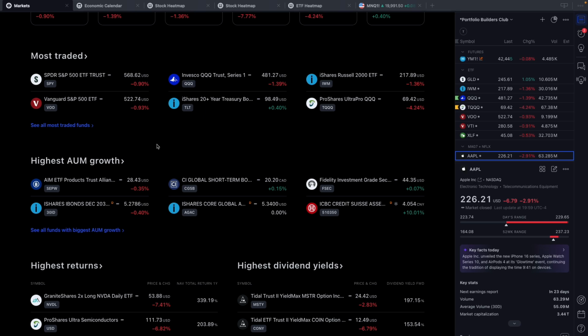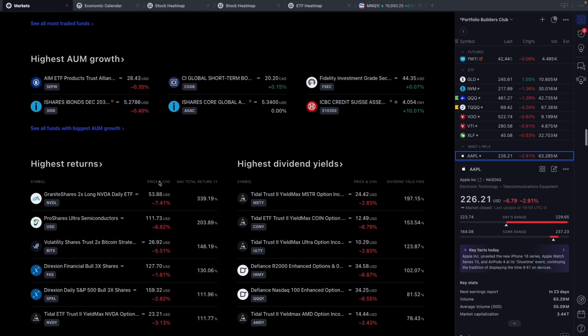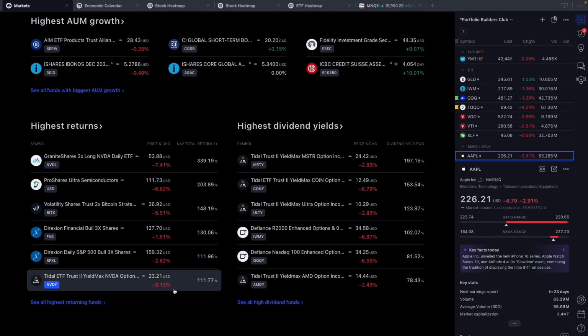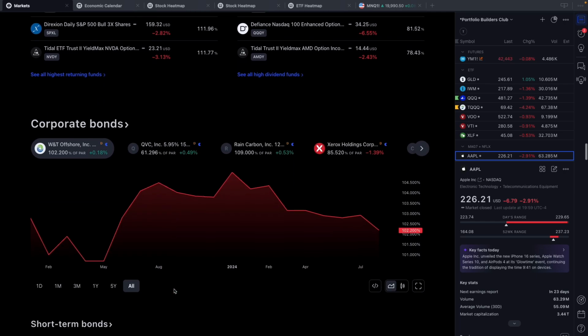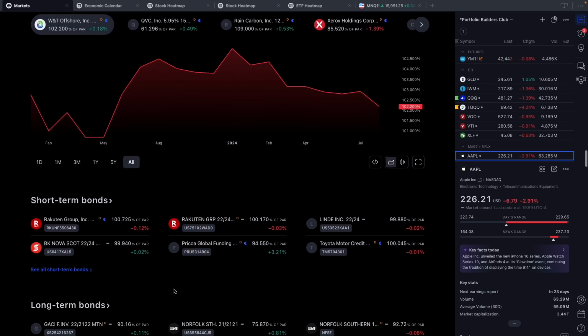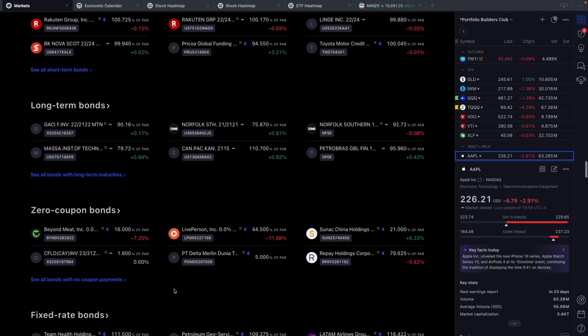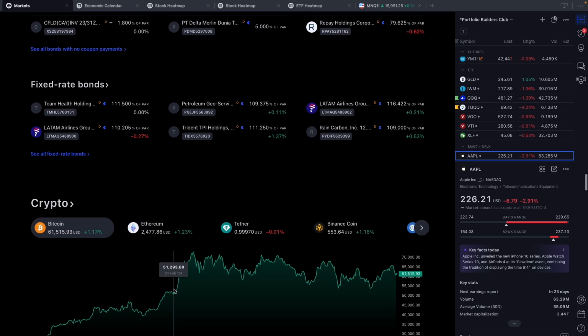Highest asset under management growth. So these are gaining more assets to manage. Then you get the highest return here. So these are all ETFs. Then you get into corporate bonds, you get into short-term bonds, you get into long-term bonds, zero coupon bonds, fixed rate bonds, and then you get into crypto.